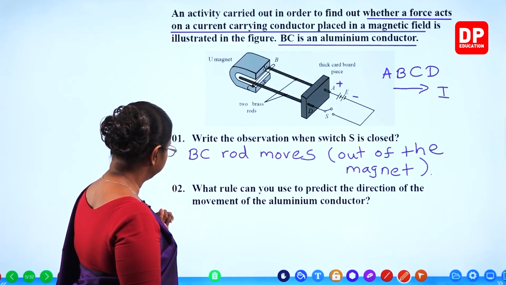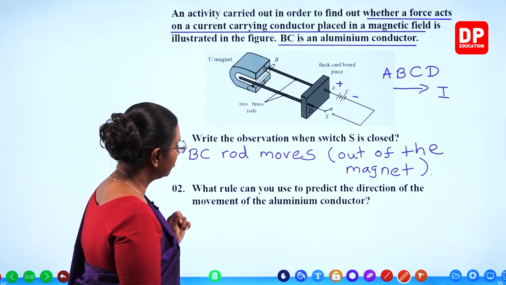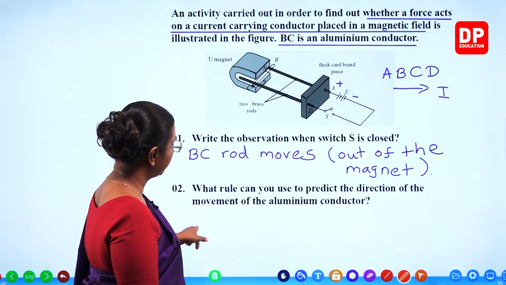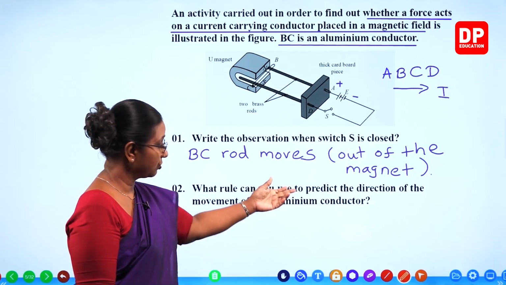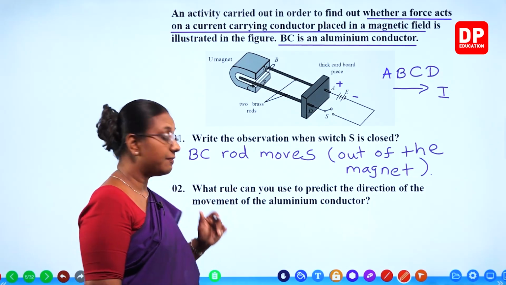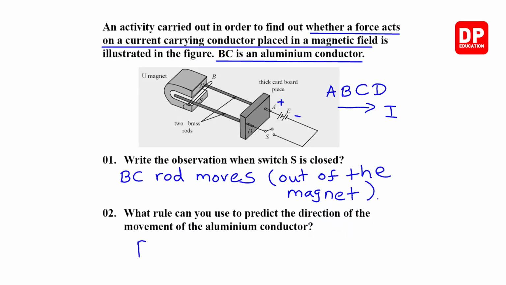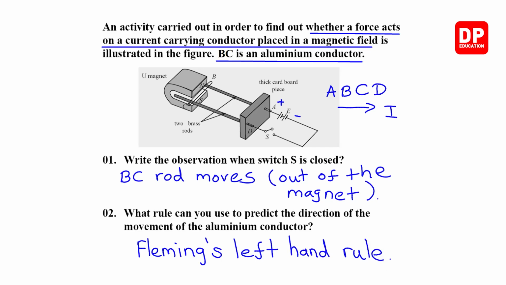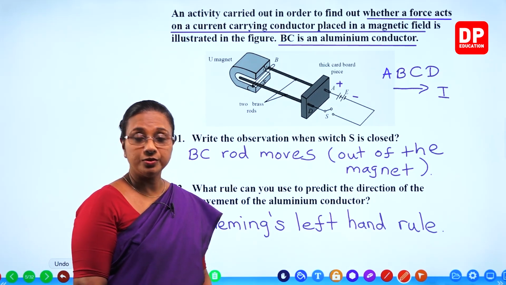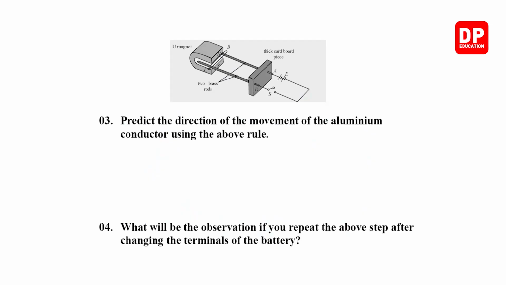The second one: what rule can you use to predict the direction of the movement of the aluminium conductor? Like I said, Fleming's left hand rule. Fleming's left hand rule. So then I'll move on to the rest of the questions.